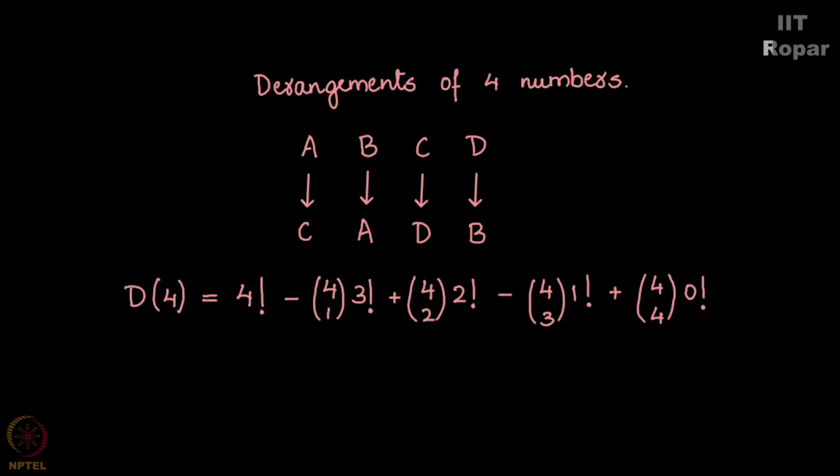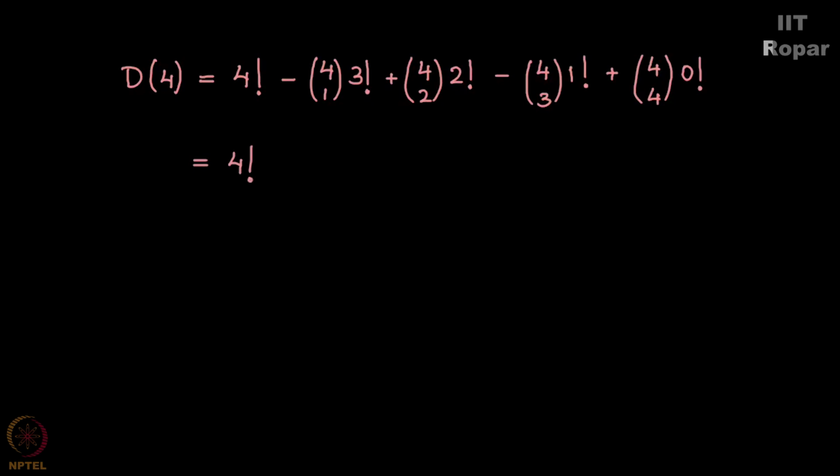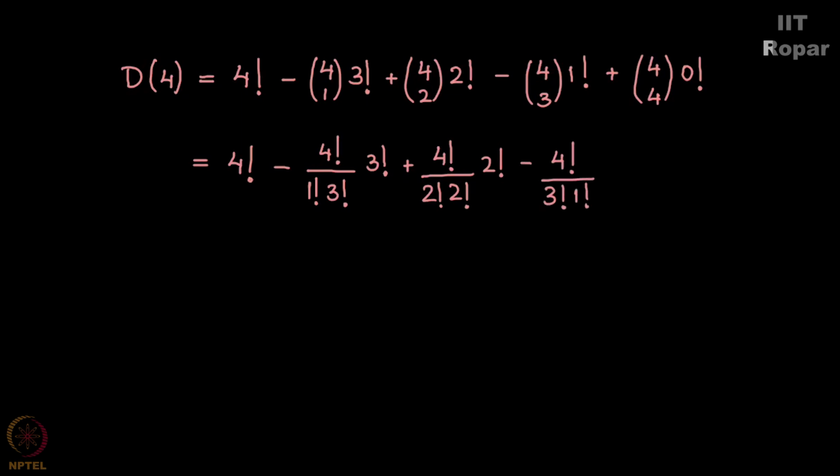Now, simplifying this will give us the answer. This is equal to 4 factorial minus 4 factorial by 1 factorial into 3 factorial into 3 factorial plus 4 factorial by 2 factorial into 2 factorial into 2 factorial minus 4 factorial by 3 factorial into 1 factorial into 1 factorial plus 4 factorial by 0 factorial into 4 factorial into 0 factorial. Well, I have just expanded all the 4 choose 1, 4 choose 2, 4 choose 3 and 4 choose 4.